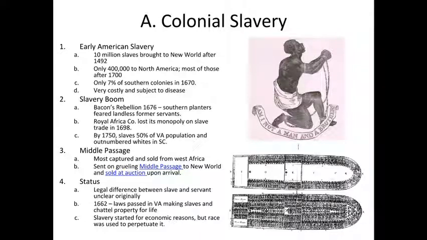The Middle Passage, which I'm sure you guys have talked about in global history, because I know we covered it this year, or we will be covering it, dealt with most captured and sold slaves coming from West Africa. What would happen is the slaves would be brought from West Africa to the Caribbean and North America. They were used to turn sugarcane into rum and finished product.